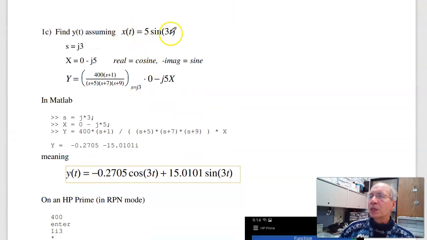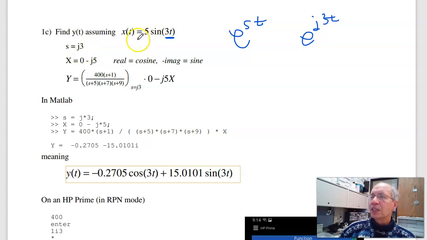What is the output when the input's a sine wave? Now this is where phasors really shine. This is a really tough problem in calculus. Pretty easy using phasors. In this case, everything is in the form of e to the st. A sine wave means that it's in the form of e to the j3t. So s equals j3, that's this guy right here. X is 0 minus j5, real part's cosine, minus j is sine.